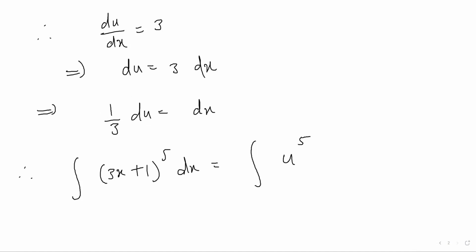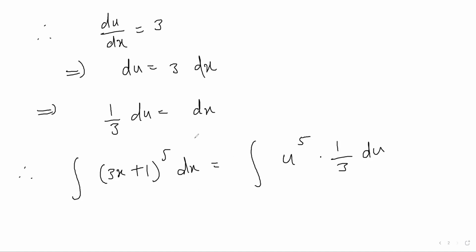So we go ahead and replace dx and write it in terms of du, which is 1 over 3 du. So in place of dx, we put 1 over 3 du. In place of 3x plus 1, we put u. All right? So that's how the substitution rule works. You do it in this way.